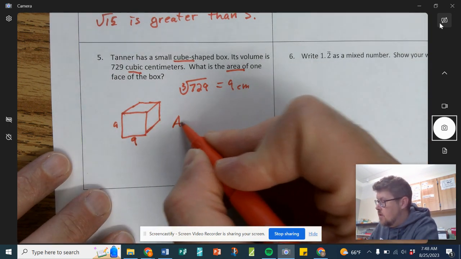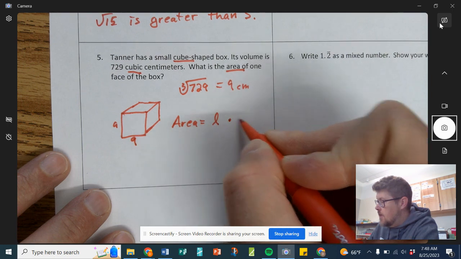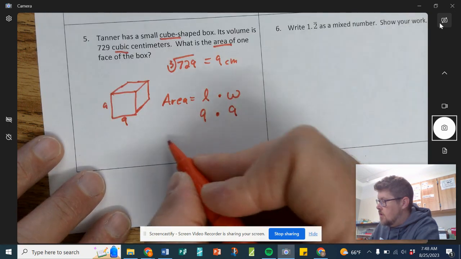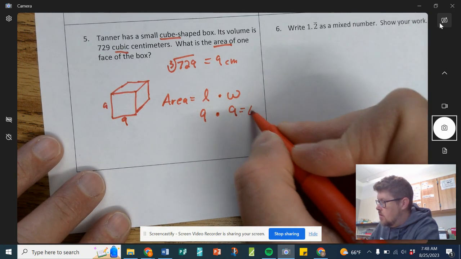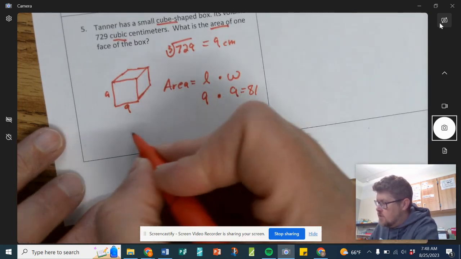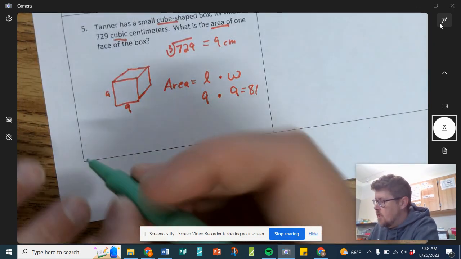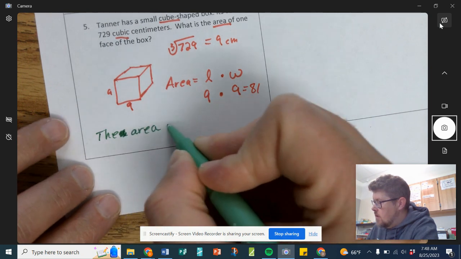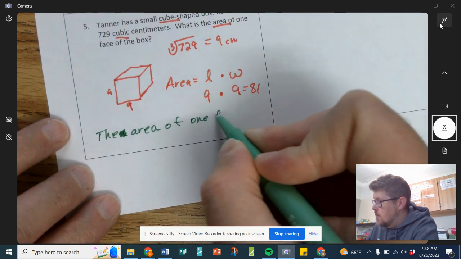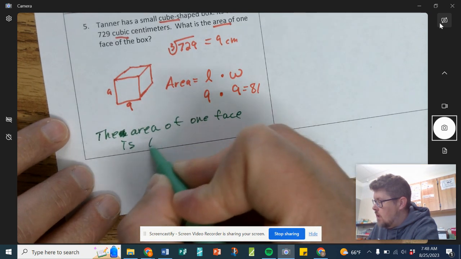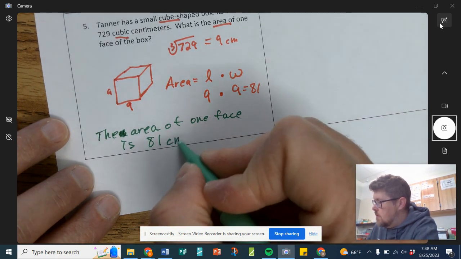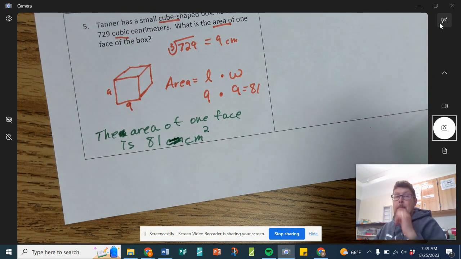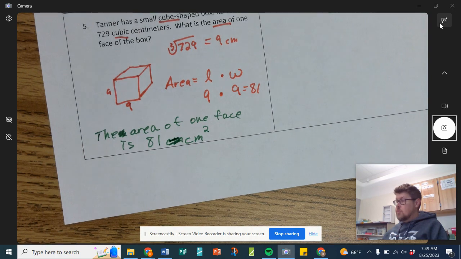So the area is length times width. So it's 9 times 9. So the area is 81. So what is the area of one face of the box? To summarize, we could say the area of one face is 81 cubic. No, area. No, I'm right. Centimeters squared, not centimeters cubed. Okay, the area of one face is 81 centimeters squared.